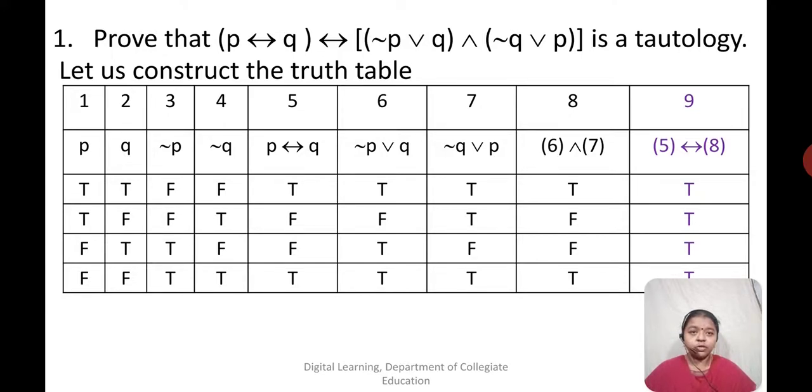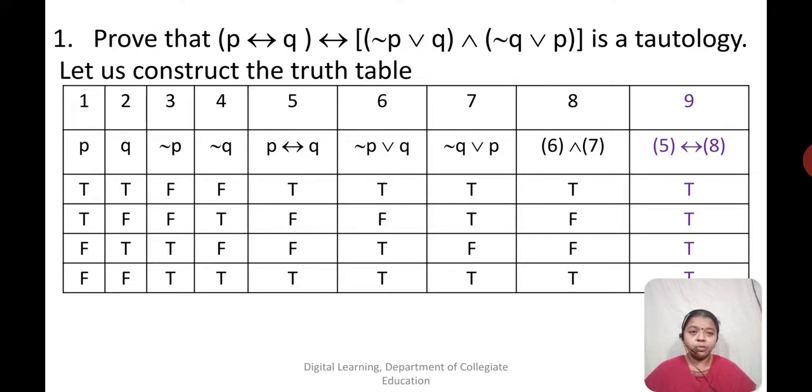Next, we will consider the fourth column. In the fourth column, we have negation Q. So we have to consider the second column and write its opposite sign. If you have capital T, then it becomes capital F. That is your first value. The second value in the second column is capital F, so its negation becomes T. The third value is capital T, so its negation becomes capital F. The fourth value is capital F, so it is capital T.